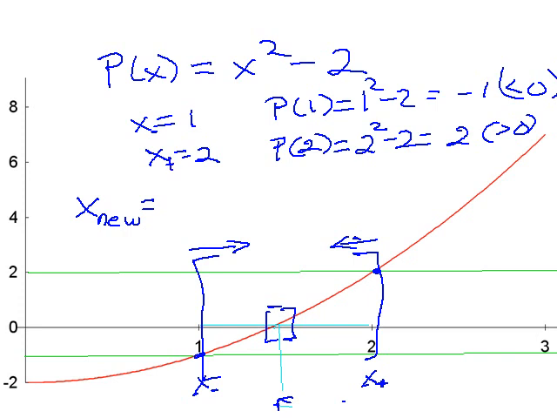Now some people try to average the y's, and that's something that you do in a different method, not this one. Here you average the x's. So you take 1 and 2, add them together, divide by 2, and I get 1.5. Okay. Now here's the 1.5 right here, approximately.